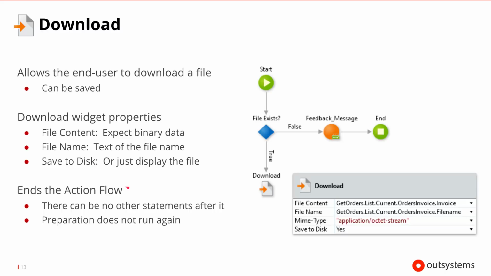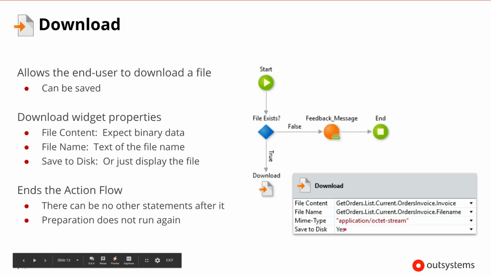A download will actually end the action flow. So there won't be any statements after that, and the preparation is not going to run again, because basically we're just going right back to the screen at that point saying here's the file that you asked for. So when we look at the flow in that case, we could check if the file exists, and if it doesn't, then we give them feedback saying sorry, we can't find the file. But if it does exist, then we actually send it back to them. And here you can see our download widget cares about the content, cares about the name of the file, and then should we save it to disk. And in this case, because it's set to yes, it will go ahead and try to save the file for us.